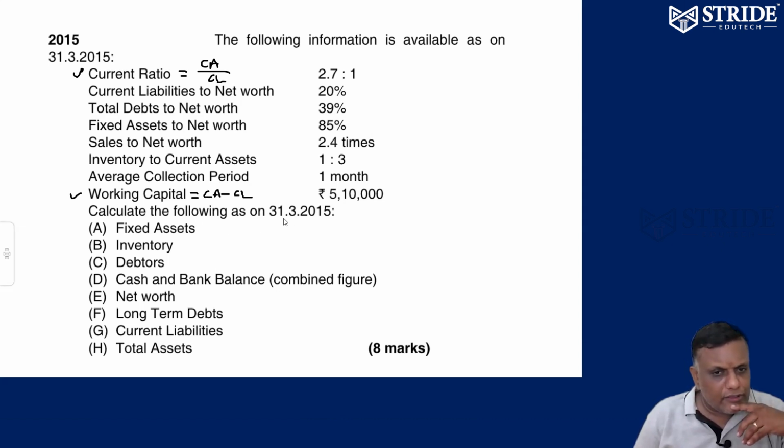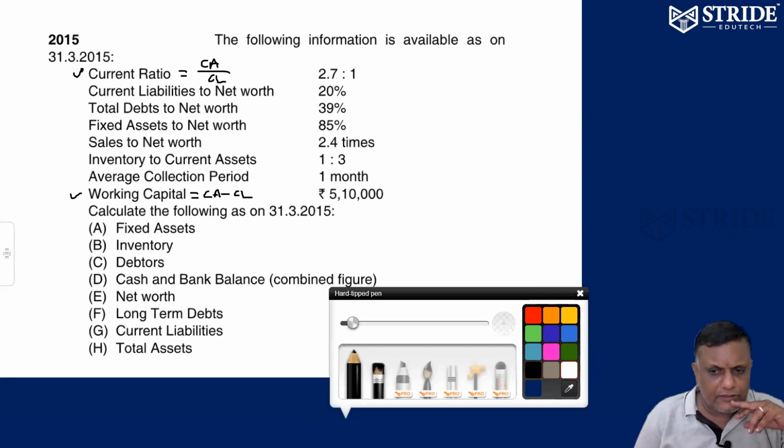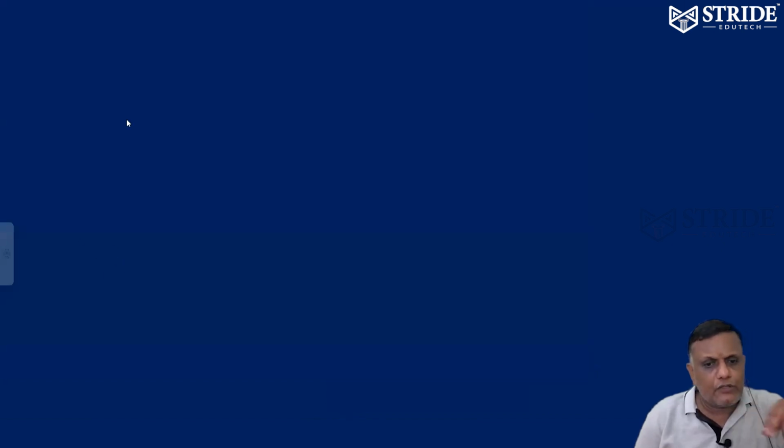So the question they are asking: calculate as on 31/3/15 fixed asset, inventory, debtors, cash and bank combined figure, net worth, that is shareholders' fund, long-term debt, current liability, total asset. Okay, there are 8 items they are asking. I told you current ratio and working capital are to be resolved first. Now start with current ratio.